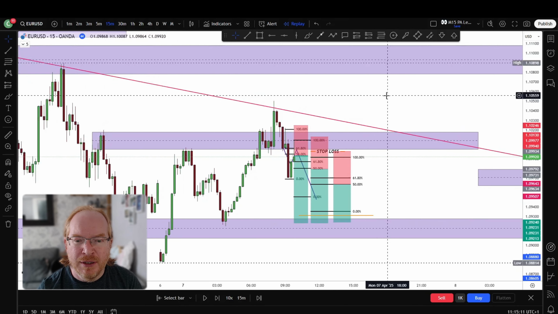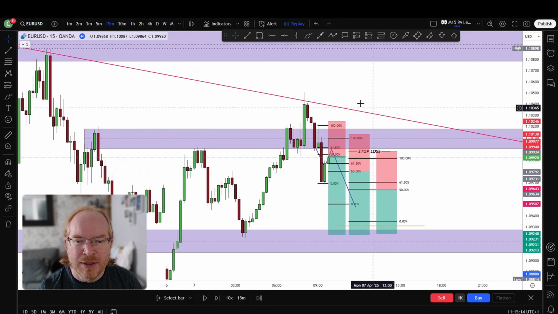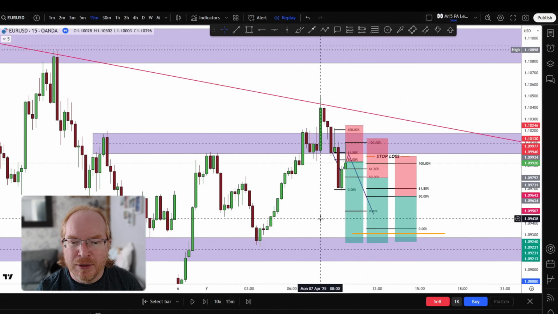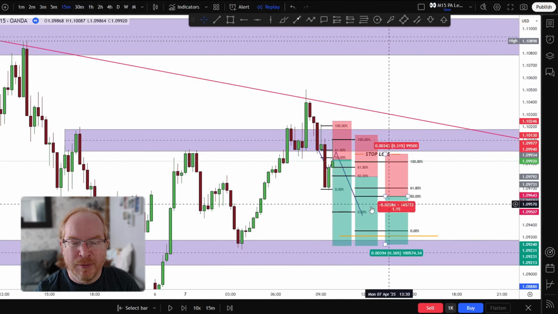So here we are on the chart. I put it in replay mode so you can see what we're up to. We're on the M15 chart, and then we just play it through here. You can see what happened anyway, but here we go.